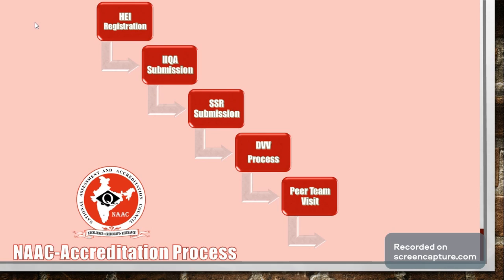After the data validation process, the next process is the peer team visit. When the data has been validated and verified, there should be a 30% pre-qualified score, and if this score is obtained, in that situation the peer team visit will be conducted.